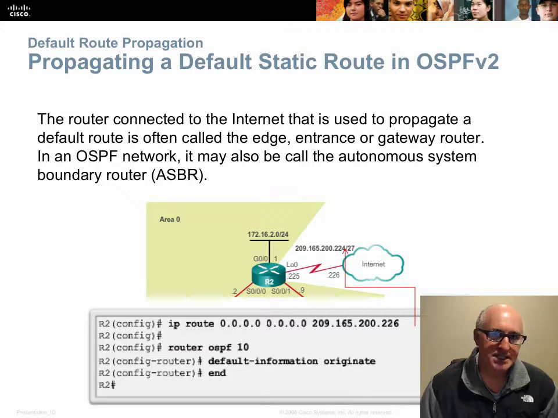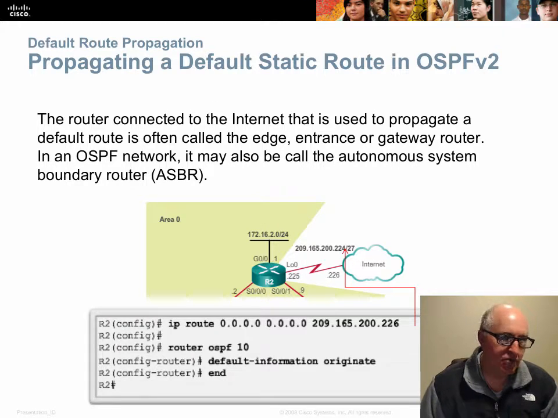Now, propagating a default static route in OSPFv2. In v2, we can propagate a static route, which, remember, we're always going to have when we have a non-OSPF network. Classically, that would be our connection to the internet, as shown here with the loopback, which is just there as a fake internet connection, but it could be a real connection like a serial interface or a gig interface. So we have some connection to a non-OSPF network and we want to propagate that within OSPF.